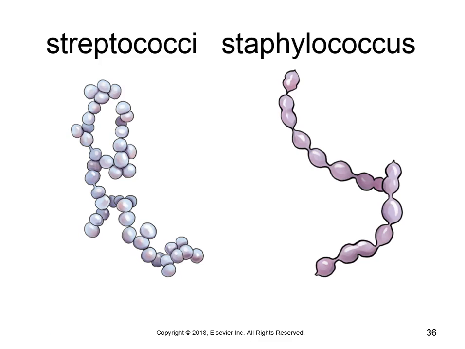Here's just a refresher. Again, coccus or cocci has to do with the berry-shaped or circular-shaped bacteria, and they can either be arranged in grape-like clusters or twisted chains. So we have streptococcus and staphylococcus.